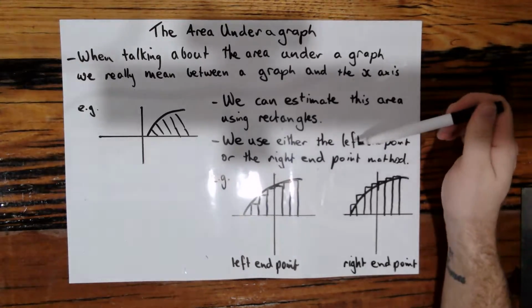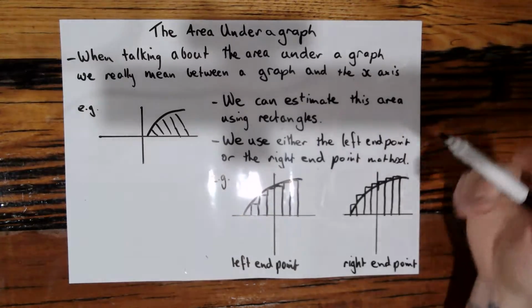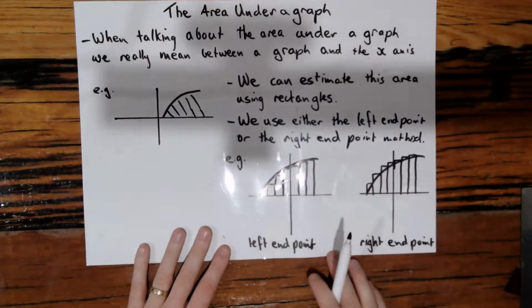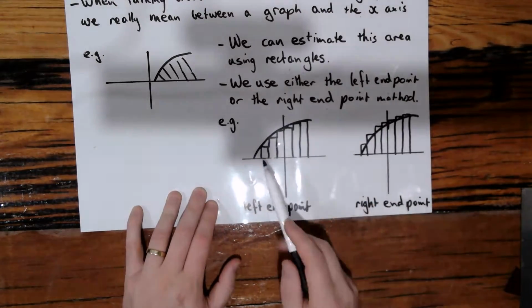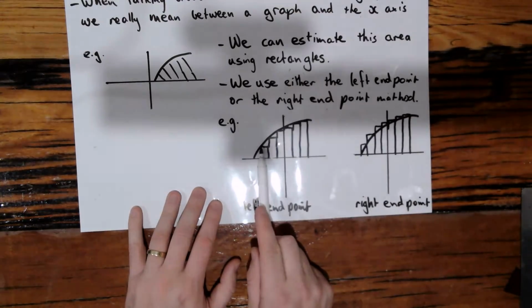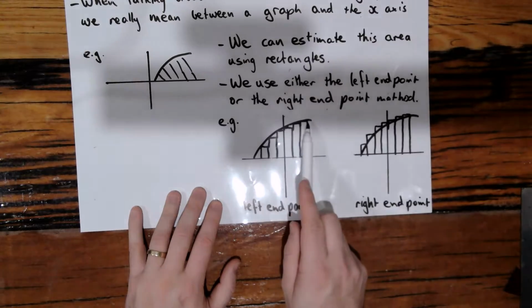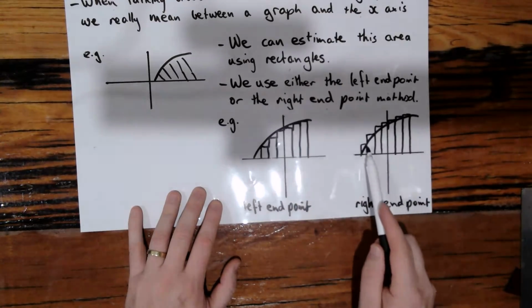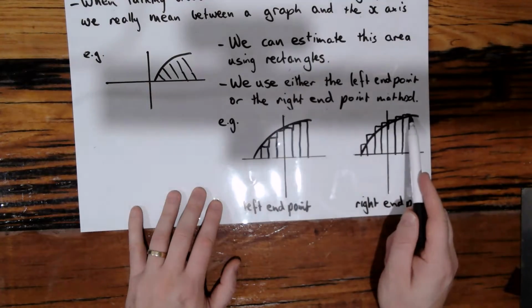We use either the left endpoint or the right endpoint method, and they will give you varying results. The left-hand endpoint just means the left-hand side of our rectangle is the side that touches our curve, like we've got here. The right-hand endpoint method means the right-hand side of our rectangle touches the curve.